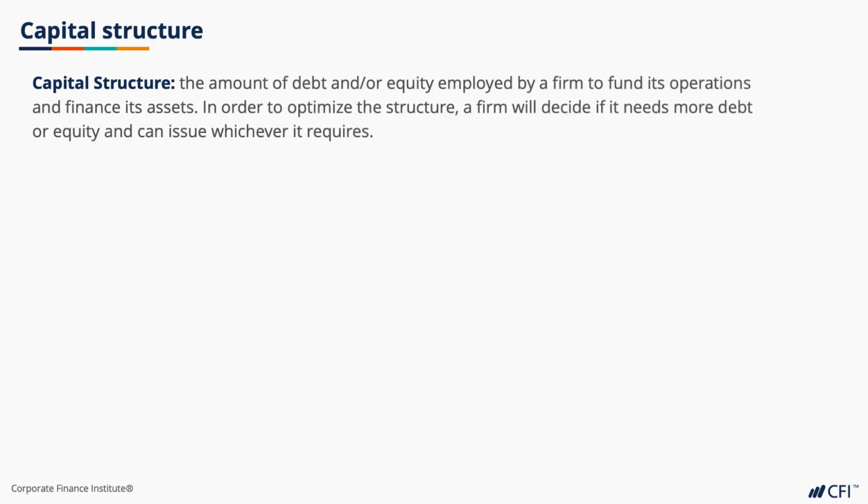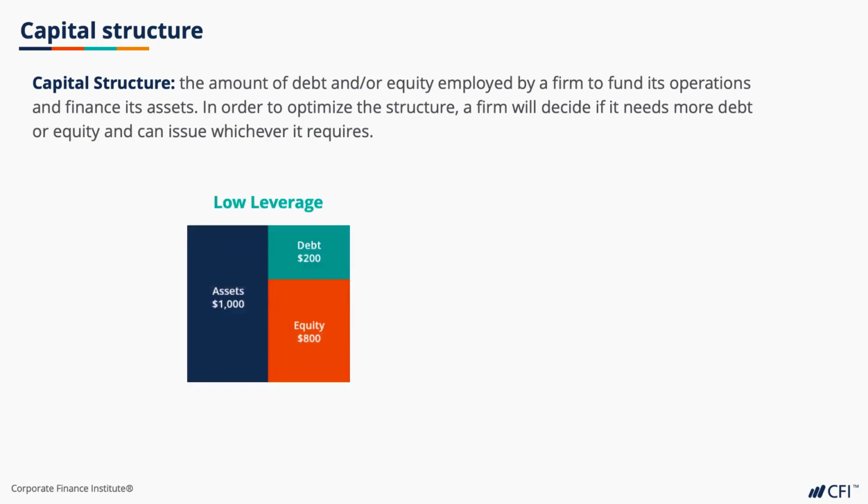Simply put, the capital structure of a firm is the proportion of debt and equity that it's used to fund its operations and finance its assets. So to optimize the capital structure of a firm, companies decide if they want to add more debt or add more equity. Here's an example of a company with $1,000 of assets that has a low degree of leverage in its capital structure. So it has $800 of equity and only $200 of debt to fund those $1,000 of assets.